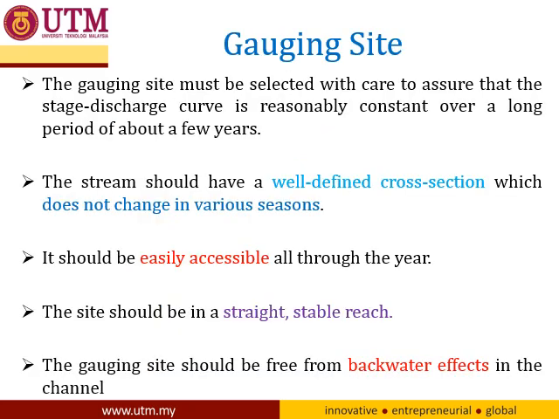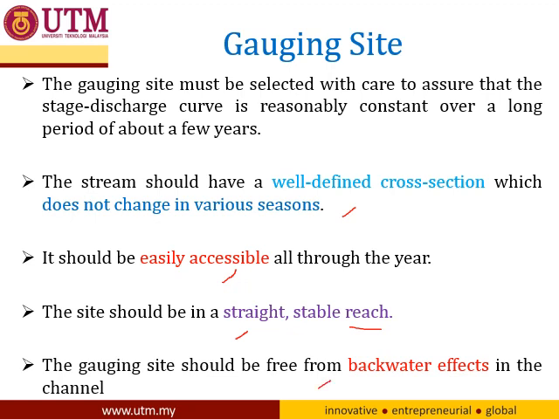So where is the most stable gauging site to put our water level monitoring? We also need to do some gauging, meaning we need to develop this stage discharge curve. There are some requirements or guidelines on where to put this. For example, it should have a well-defined cross section which does not change in various seasons. It should be easily accessible. The site should be in a straight and stable reach. Reach means river. The gauging site should be free from backwater effects in the channel.